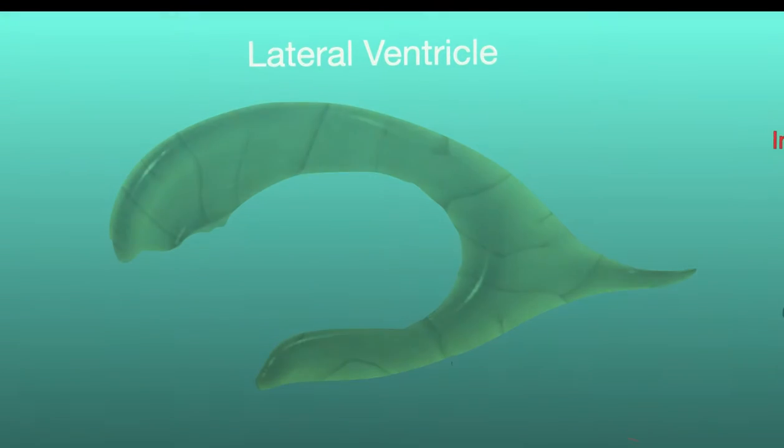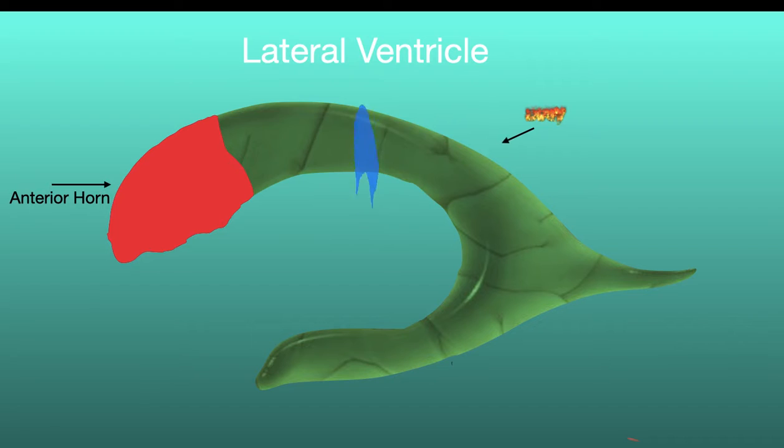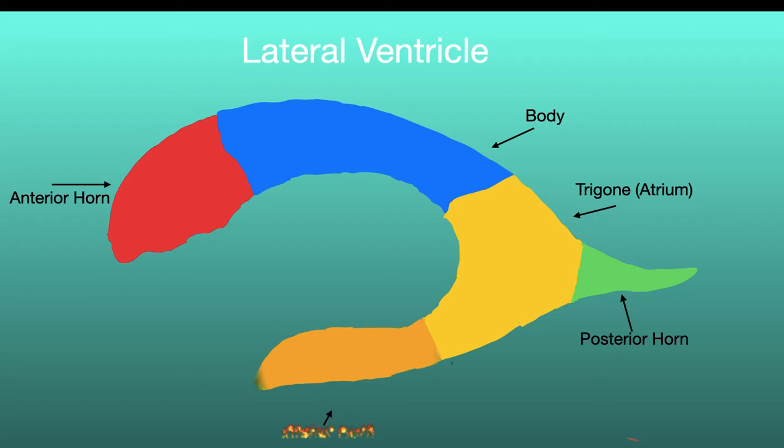So this is the lateral ventricle, and the lateral ventricle is divided into more parts, which are the anterior horn, the body, and the trigone, which is also called the atrium. And then we also have the posterior horn and the inferior horn. Okay, so those are the parts of the lateral ventricle. Now we're going to get to the third ventricle.